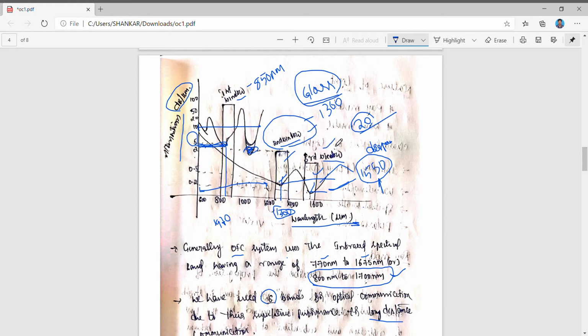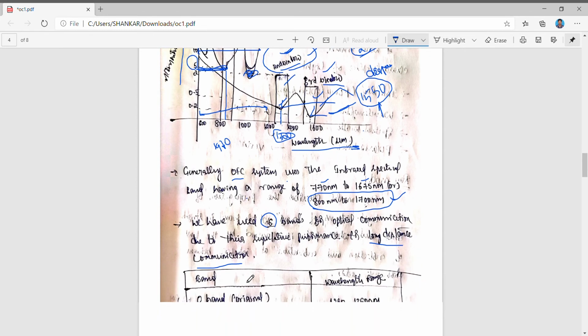So why are we using the second window, why not the third? We are using the third window also. The third window has very low attenuation losses, but the second window has high attenuation compared to the third. But we are using the second window in some cases. When we require less dispersion of signals, we use the second window compared to the third window. Compared to 1550 nanometer, at 1300 nanometer the dispersion of signal will be less. So that's why the second window is also used for optical communication purposes.